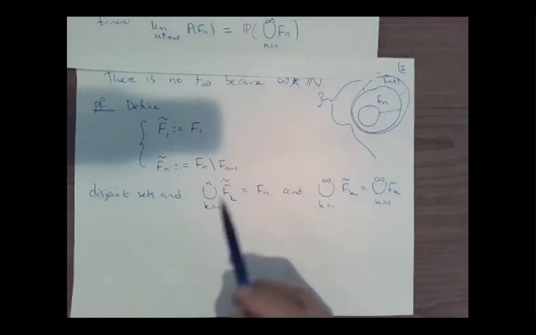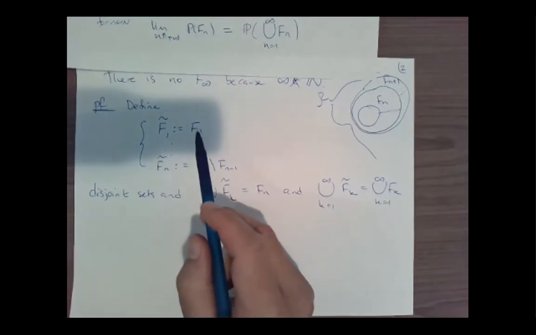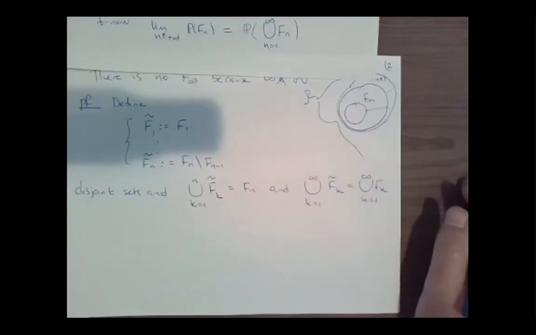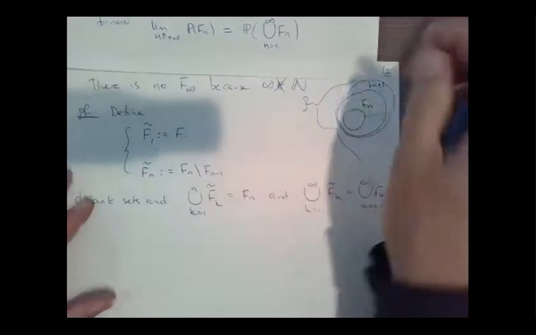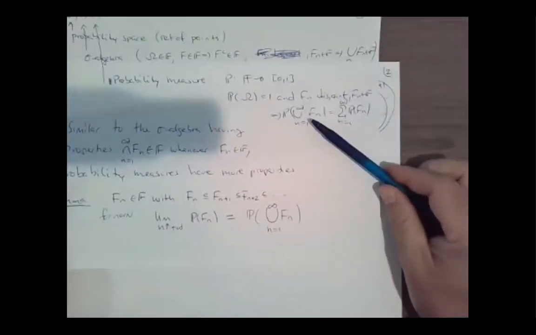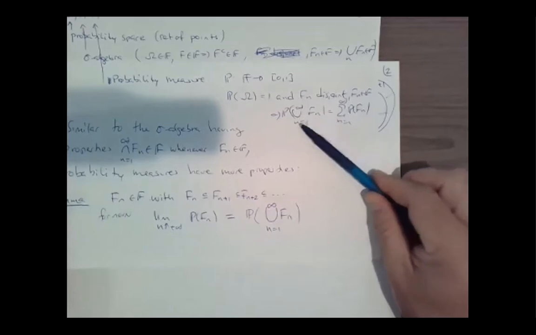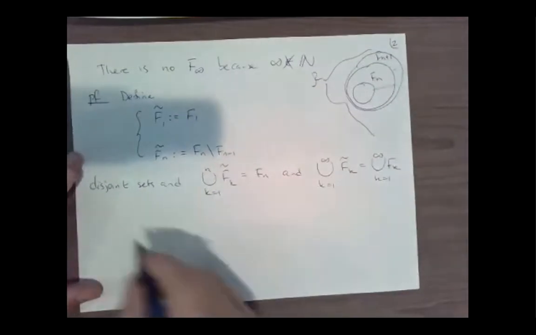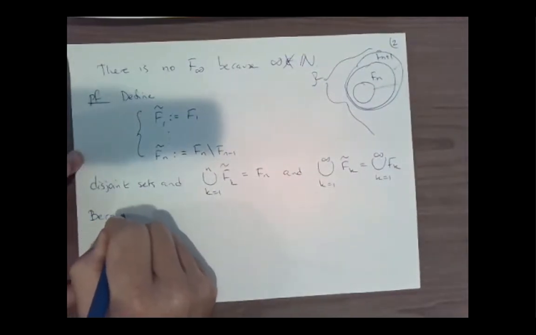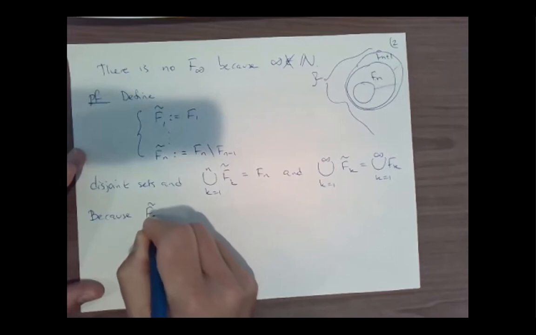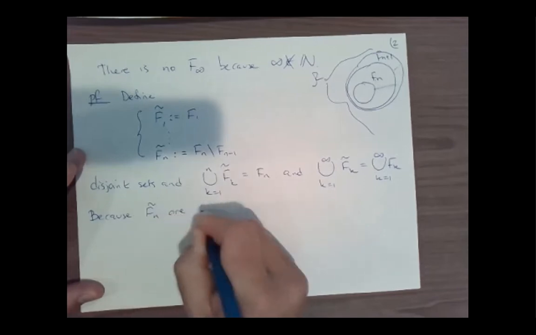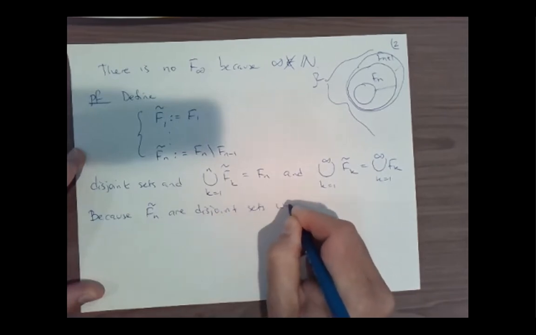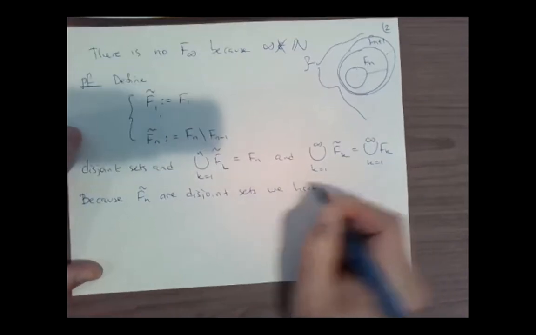The benefit of working with these tilde ones is that they're disjoint, whereas the F's themselves, the ones without the tilde, are increasing. And so now I'm allowed to use this property here for the F tilde sets because they're disjoint. So because the F tilde n are disjoint sets, we can use the property.